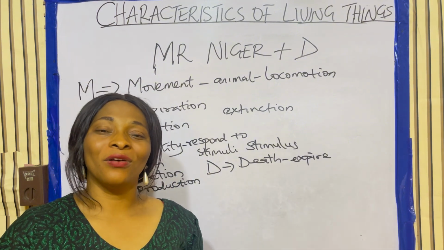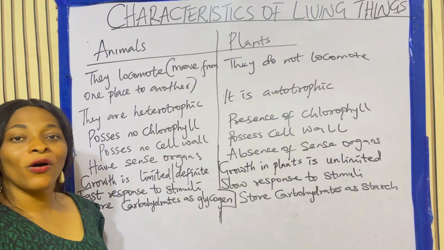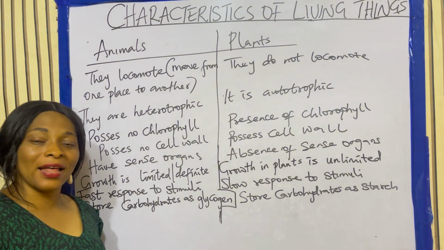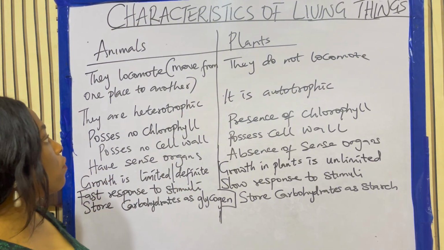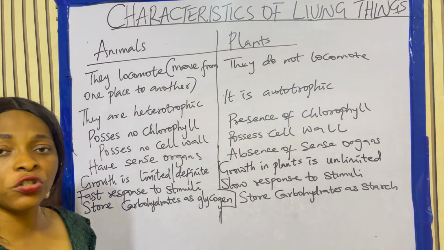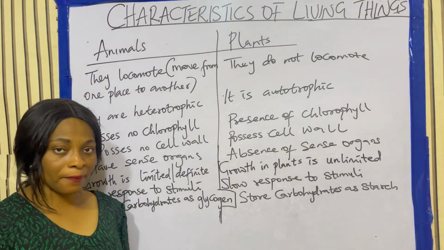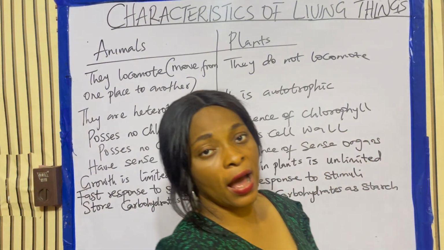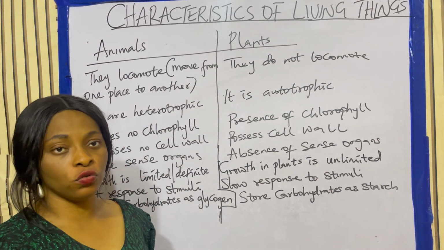Okay, so let's look at the differences between plants and animals. Number one, animals locomote. Like I said earlier, locomotion simply means movement from one place to another. When you move from one place to another, we say you are locomoting. But plants do not locomote.